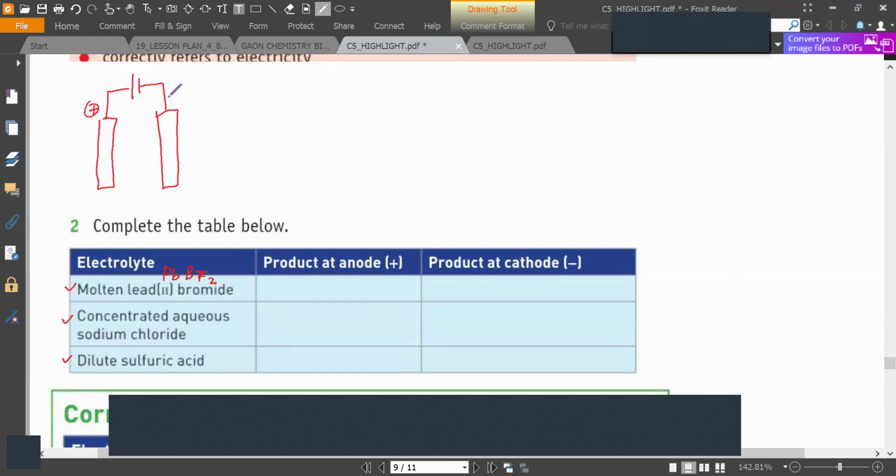Okay. Positive electrode and negative electrode. And then we have Pb2 plus and then Br negative 1. So Pb2 plus will come here, and then the Br negative will come here.